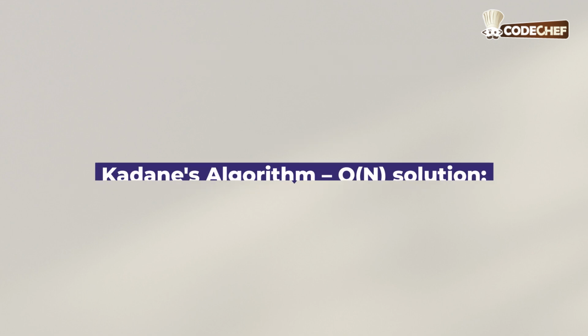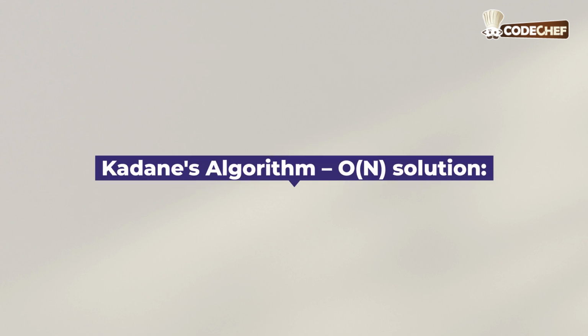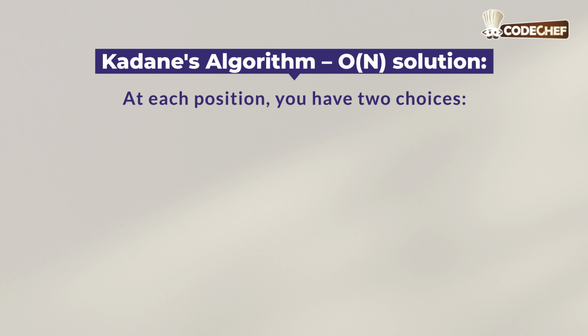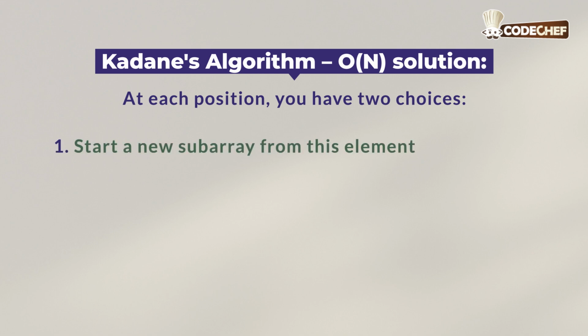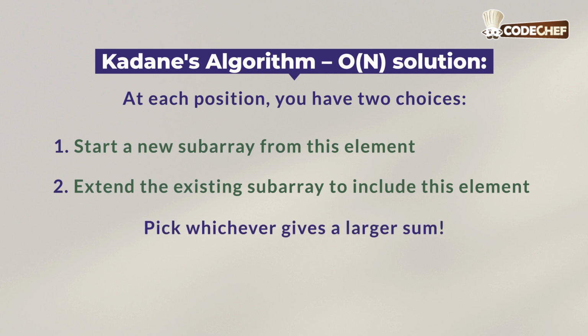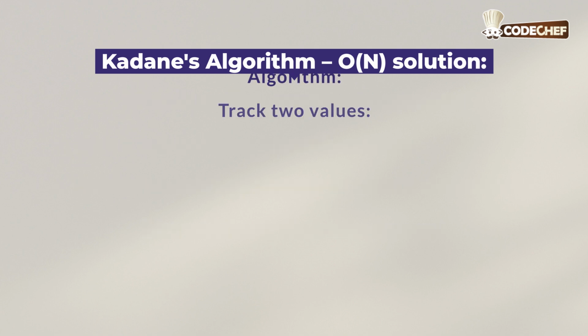Now let's look at Kadane's algorithm, a big O of n solution, the fastest. At each position, you have two choices. Start a new subarray from this element, or extend the existing subarray to include this element. Pick whichever gives a larger sum. So, the algorithm goes in two parts.